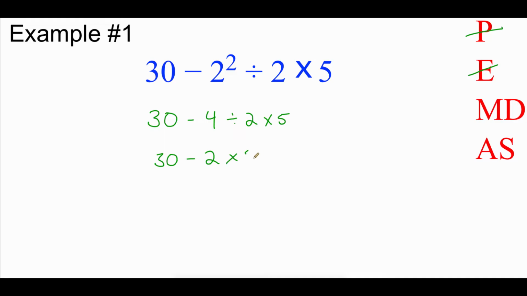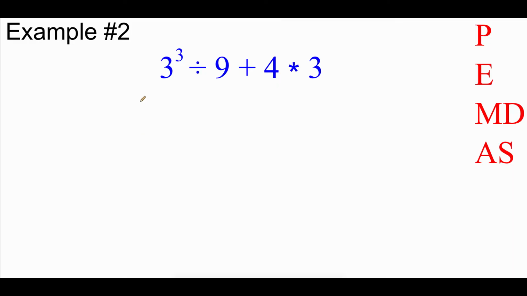still have this times 5. Now we've got this multiplication happening in here, so we need to do that multiplication now. So 2 times 5, that's going to give me 10. So we've got 30 minus 10. That took care of all of our multiplication and division. So now we're down to that last step, looking for addition or subtraction, and we should see this subtraction in there. So if I take 30 minus 10, we should get 20 as our final answer.